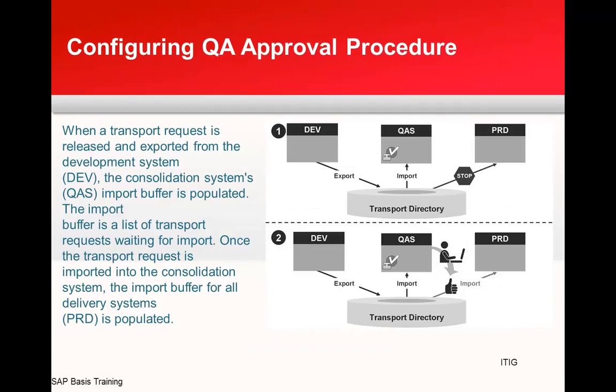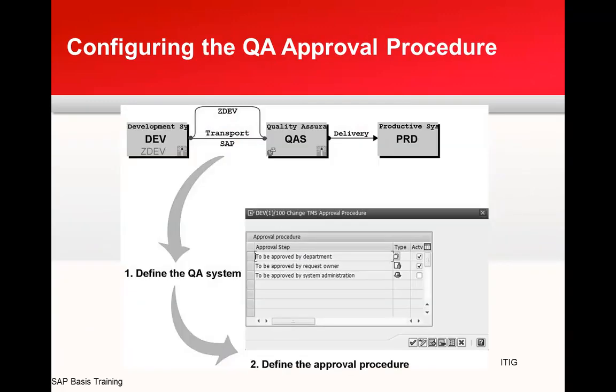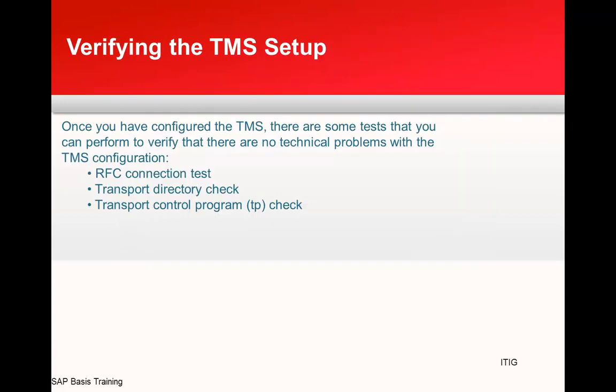Then you have the approval process. Talking more about the approval process, in this figure we are showing how to configure the approval procedure. So define the QA system, define the approval precedence. Now verifying the TMS test. For verifying, what you do is go to STMS and perform these three tests which are listed here.